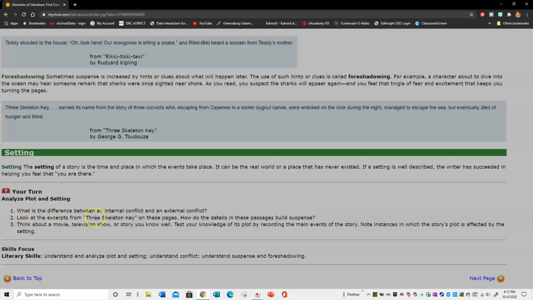What is the difference between an internal conflict and an external conflict? 2. Look at the excerpts from 3 Skeleton Key on this pages. How do the details in these passages build suspense? 3. Think about a movie, television show, or story you know well. Test your knowledge of its plot by recording the main events of the story. Note instances in which the story's plot is affected by the setting.